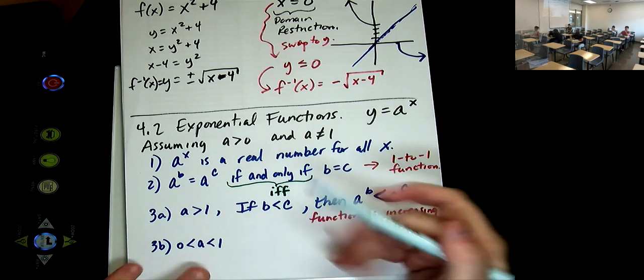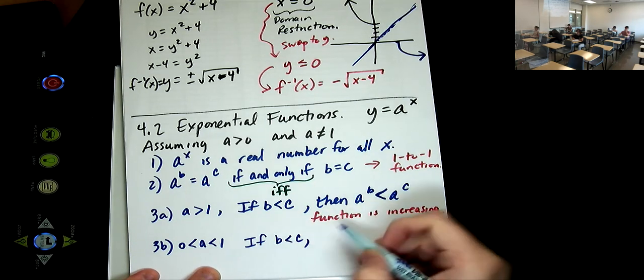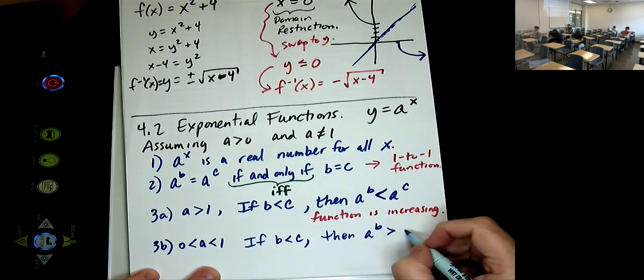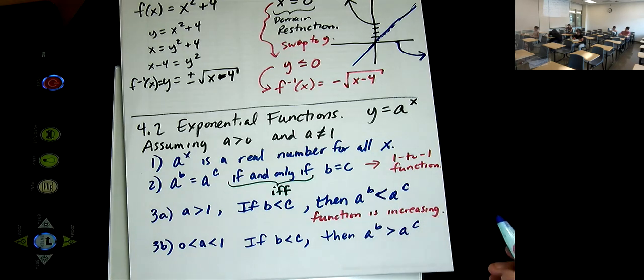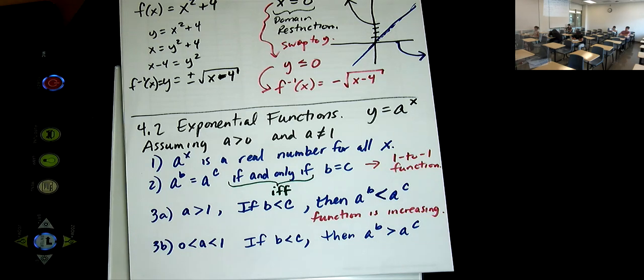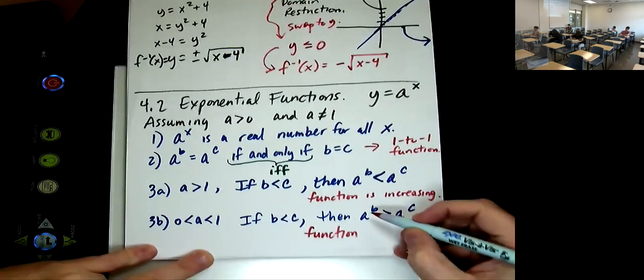And this one, we do if b is less than c. Then this switches. a to the b is greater than a to the c. And in this case, the function is decreasing. And we'll look at examples of both of these.